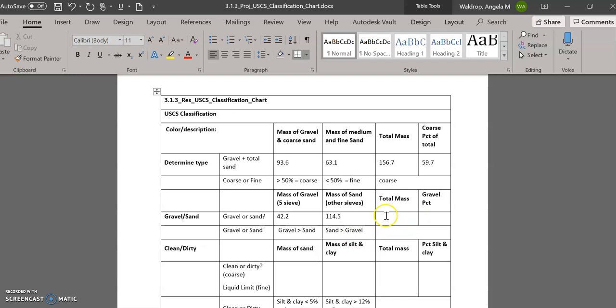Now the total, which we already have from above, is going to go here. We can just copy that down. Okay? Now we have to calculate the percent and put that here. We're going to divide the 114.5 by the 156.7. That's going to give us 73.1% if you do the math. Okay? Since the sand is greater than the gravel, we're going to write sand here.